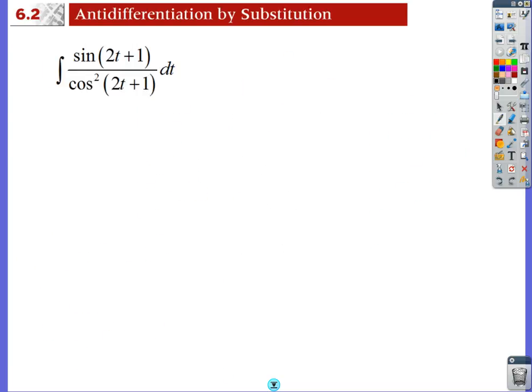Get to this one. There's actually two ways to solve this one, and I want to show you that both ways work. All right? So again, the first one is go about our normal business. I want to try and find something that I can substitute in for. Well, what can I substitute in for?